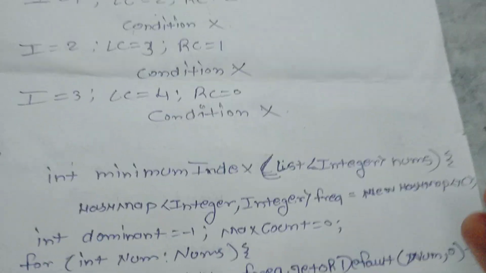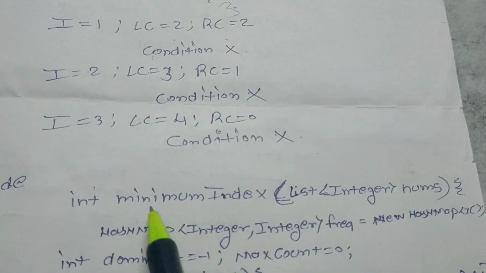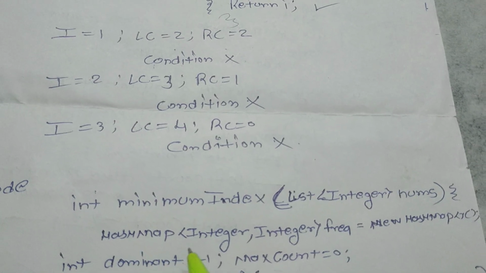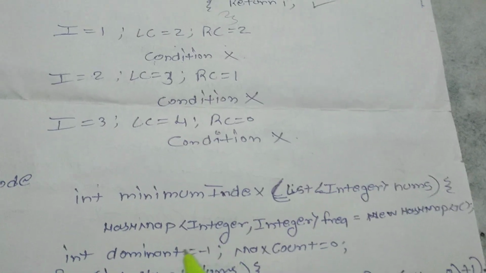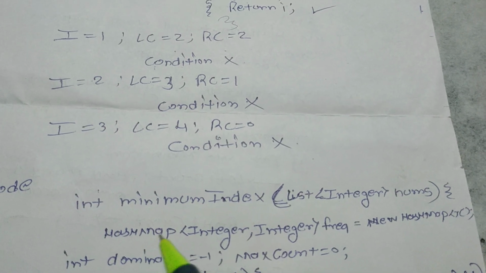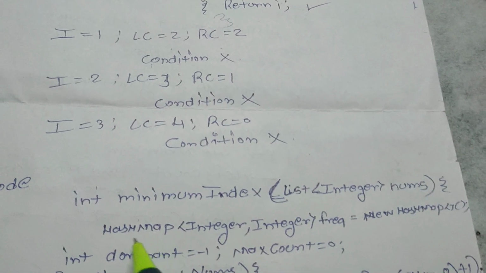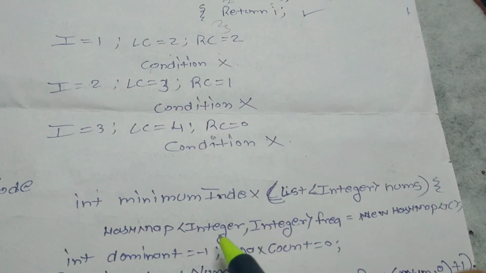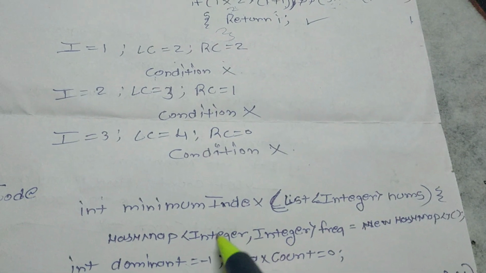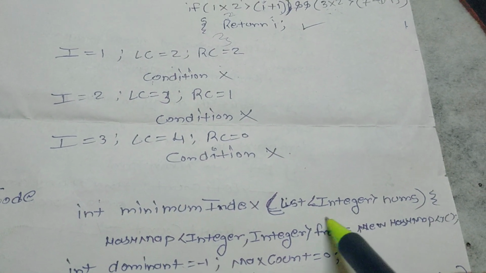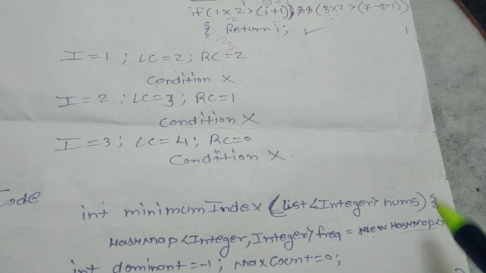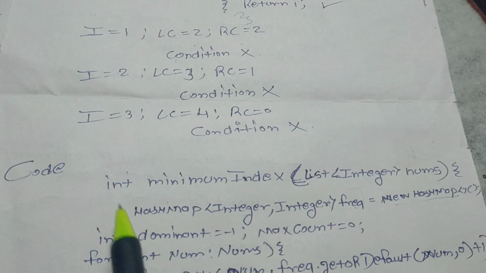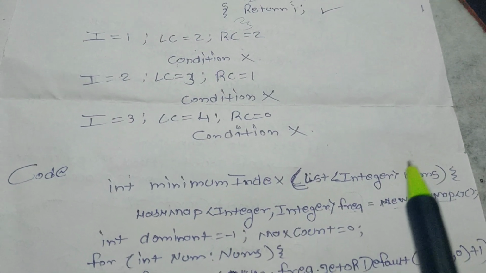So how will the code look? As I said, this is the function you will see on LeetCode, and we will use a hash map. I am writing the code in Java, so the hash map is written like this: HashMap of integer, integer. Why have we written integer? Because we want to store key-value pairs. I have given it the name frequency and created a new HashMap. In the beginning I have set dominant as -1 and max count as 0.